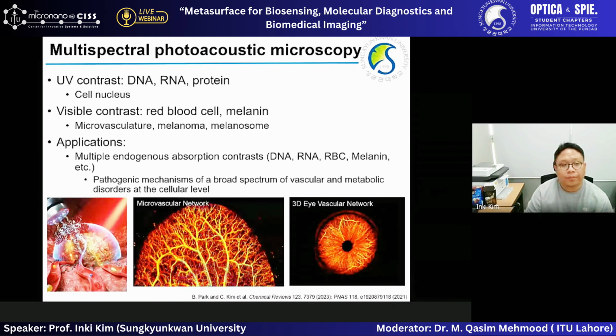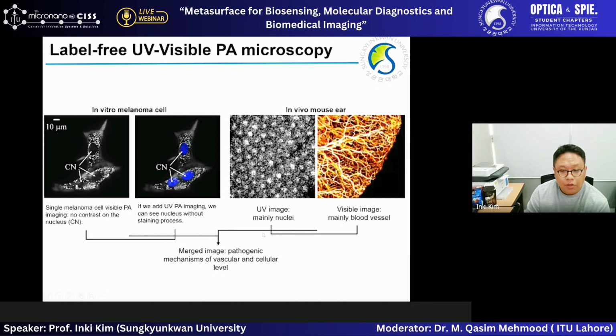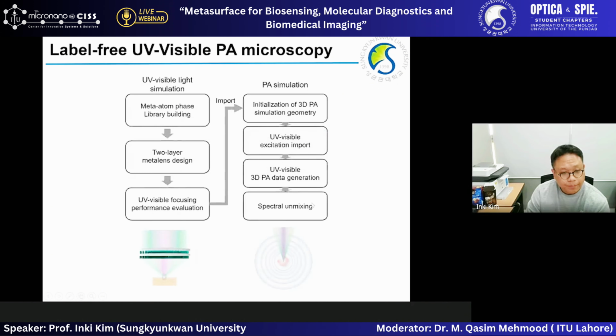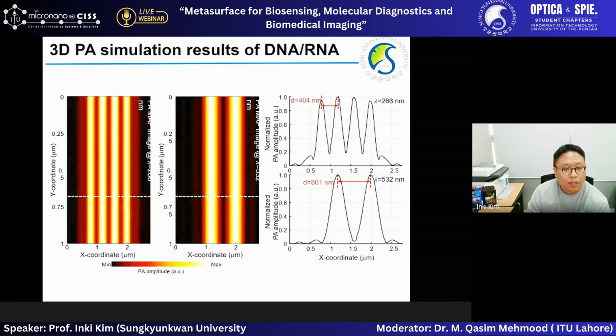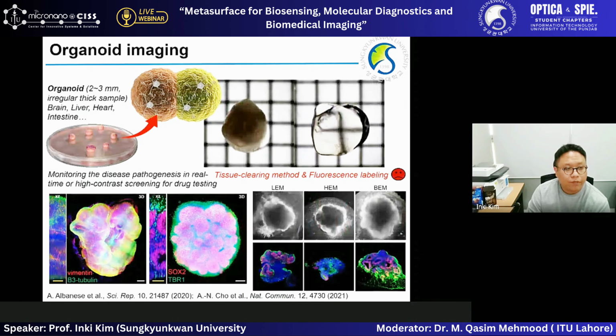As I mentioned, if you're using UV, then you can see nuclei, and if you're using visible light, then you can see blood vessels. Let me skip this simulation data and explain the final example. We want to measure organoids using photoacoustic microscopy. Normally, tissue coloring and fluorescence labeling were used to measure this thick, irregular 3D biosample. It is around 2 to 3 millimeters.